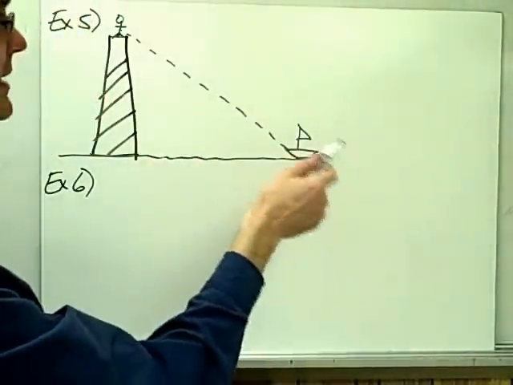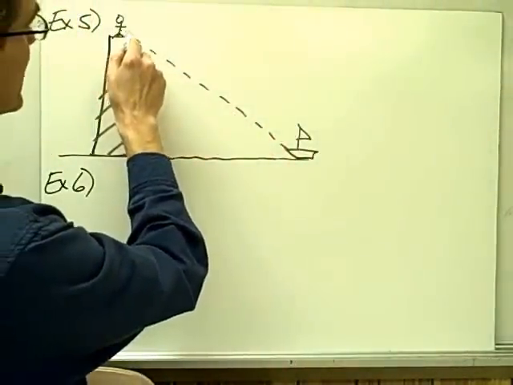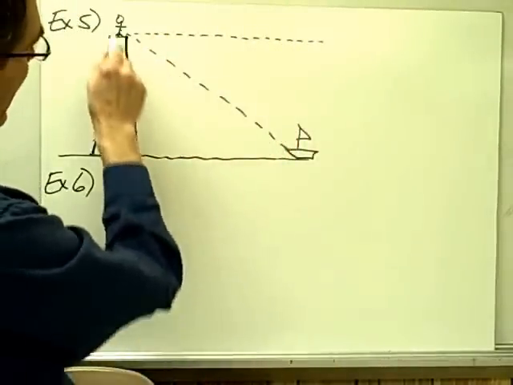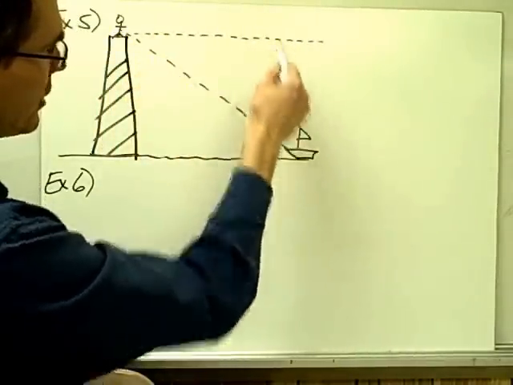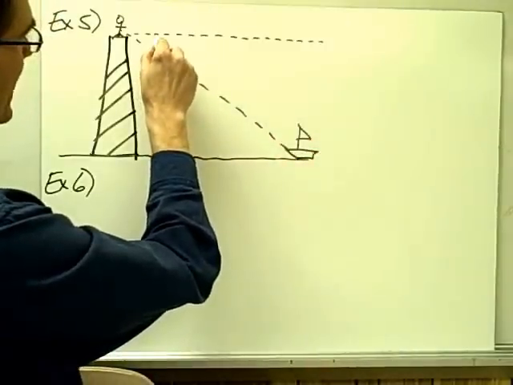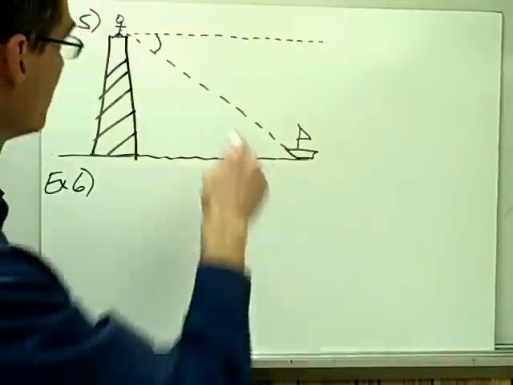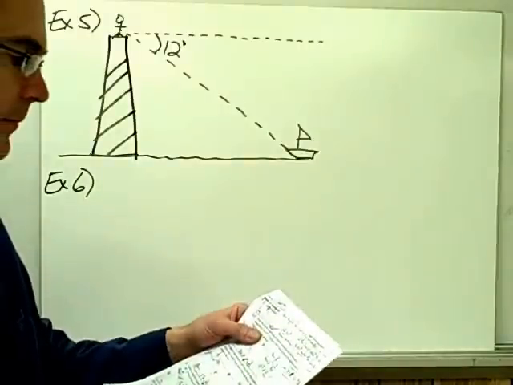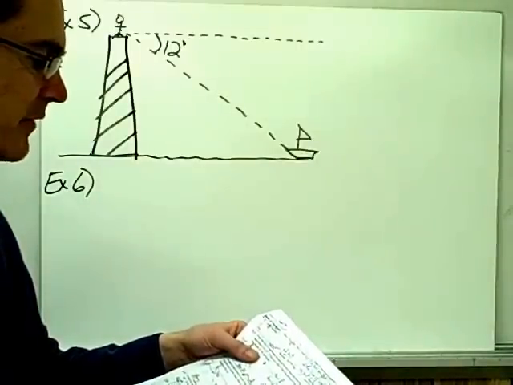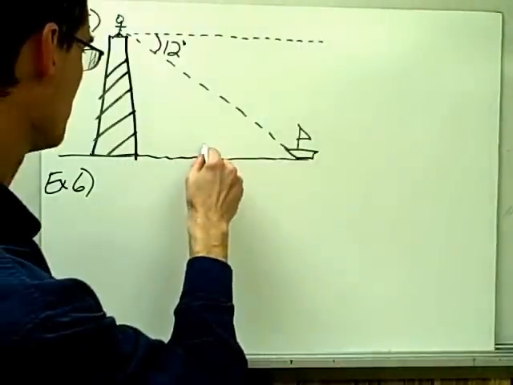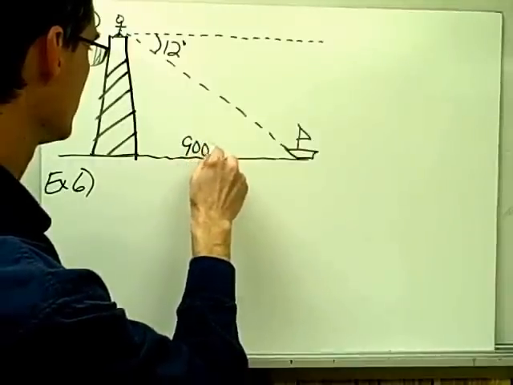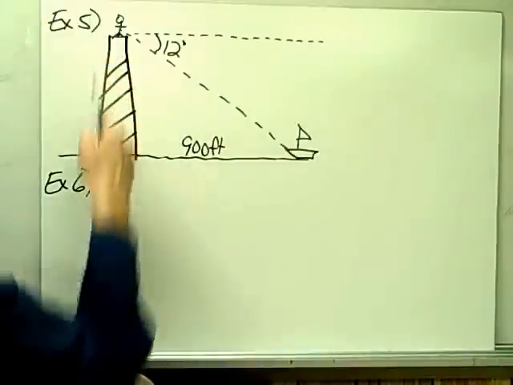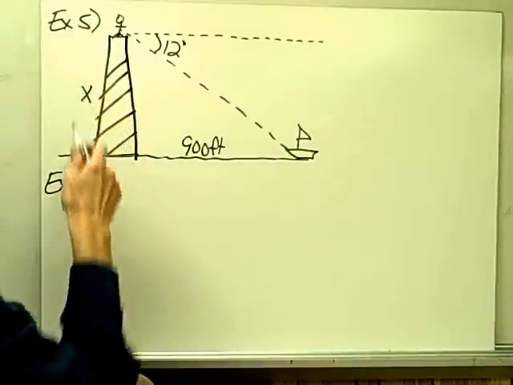Okay, well I know from my definition that the angle of depression is an angle between a horizontal line and the line of sight to an object below the horizontal line. So here's my angle of depression, and my angle of depression, I'm told, is 12 degrees. If the boat is 900 feet from the bottom of the lighthouse, what is the height of the lighthouse? So again, I'm looking for this value here.